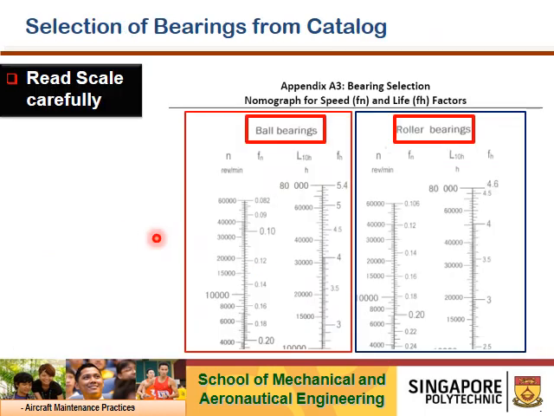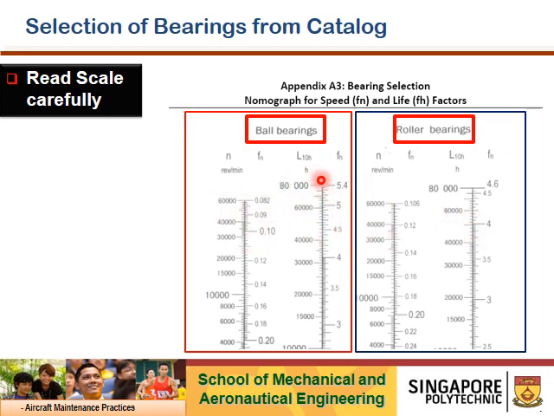If you go to your appendix A3 page, I think it should be page A3-1, if I'm not wrong. You can refer to the appendix. I'll give you some time to go to that page. It should be the first page of your bearing catalog, appendix A3. What you will see are 4 lines with various numbers.